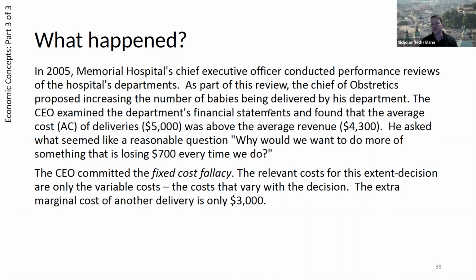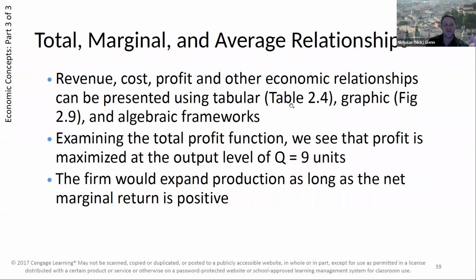That's why they were saying they needed to increase the number of babies. I guess there's a lot of money going into keeping the place running, the rent and all that. They probably had more capacity, but weren't delivering enough to use it all. So they would have been better off increasing that. The CEO wasn't really thinking on the margin, the chief of obstetrics was. So let's look at a chart here to go over this in a little more detail.